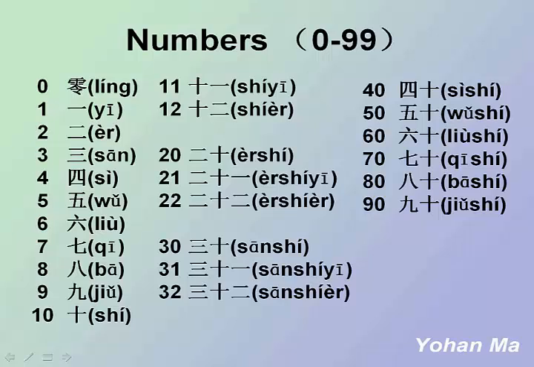The next one is 40. That's 4 tens. 40, 41, 42, and so forth. 50. That's 5 tens. 50, 51, 52.